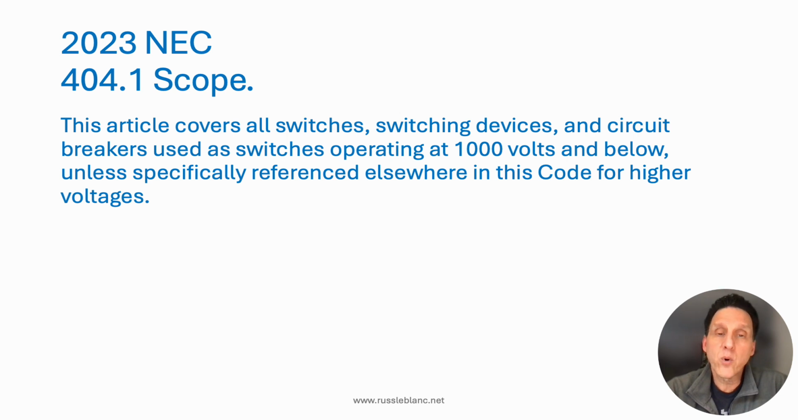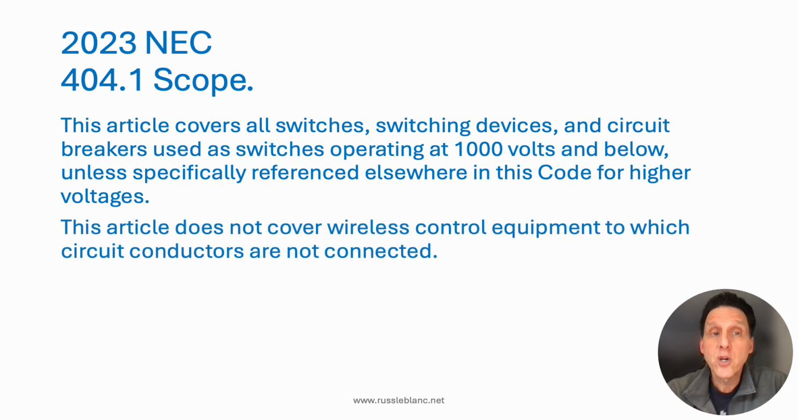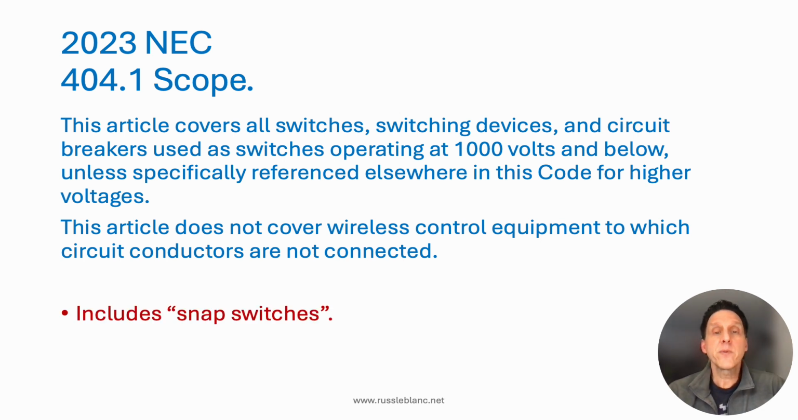All right, here's what 404 covered for 2023. 404.1: This article covers all switches, switching devices and circuit breakers used as switches operating at 1,000 volts and below. And that voltage, it didn't matter if it was AC or DC. It's just 1,000 volts, AC or DC, unless specifically referenced elsewhere in this code for higher voltages. This article does not cover wireless control equipment to which circuit conductors are not connected, and it would include snap switches, right? It does include general use snap switches as well.